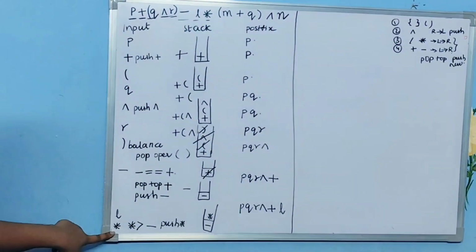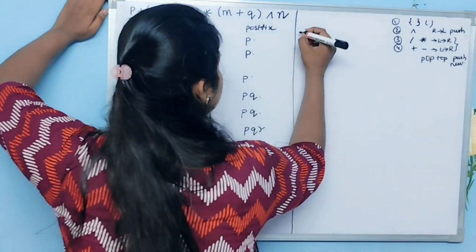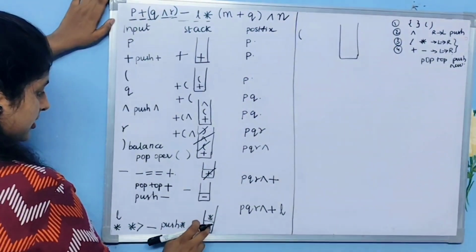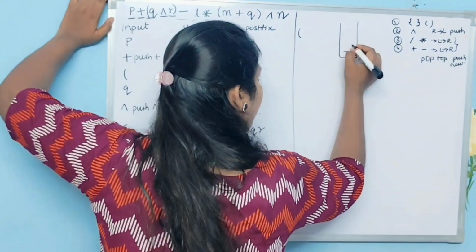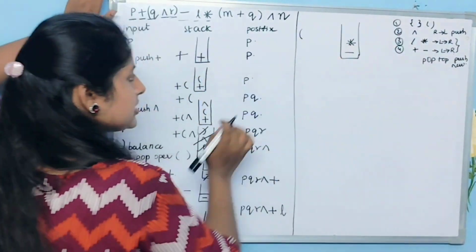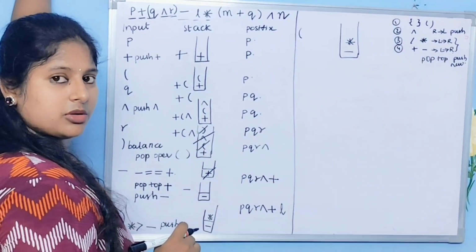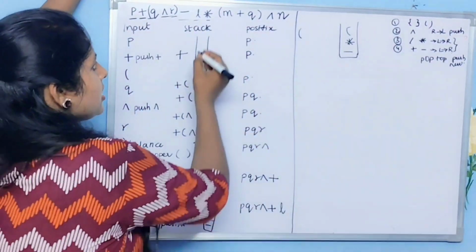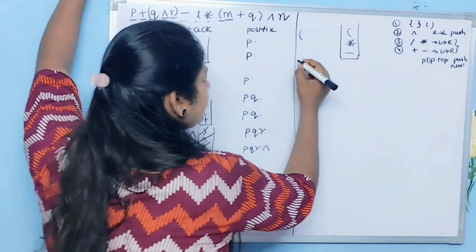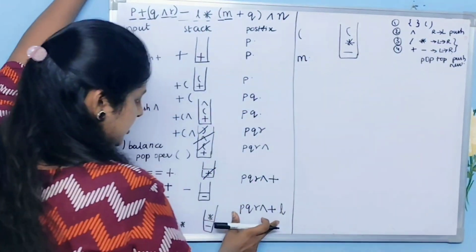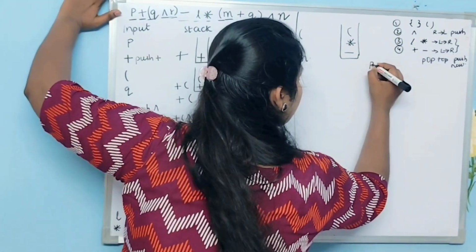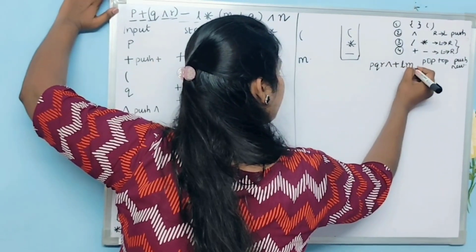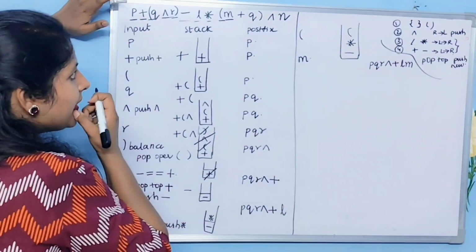Now what is after multiplication? I have an open brace. So what is there in the stack? Plus, minus and multiplication. Now in case a left parenthesis is encountered, from the rules, you can directly add it. You need not check. Okay. So I've added. Next, M. What is the postfix expression? P, Q, R, cap, plus, L, M. Okay.